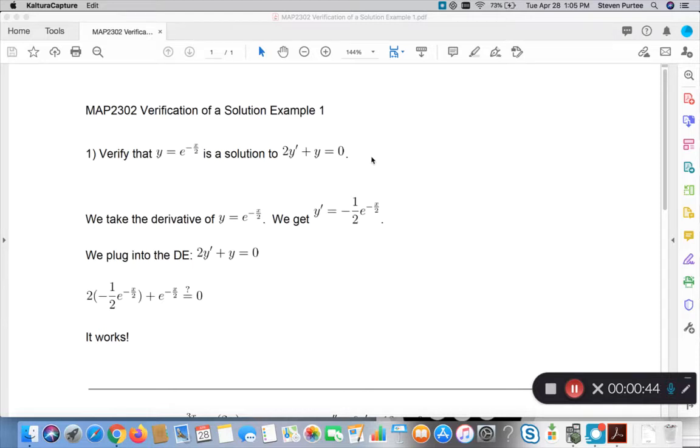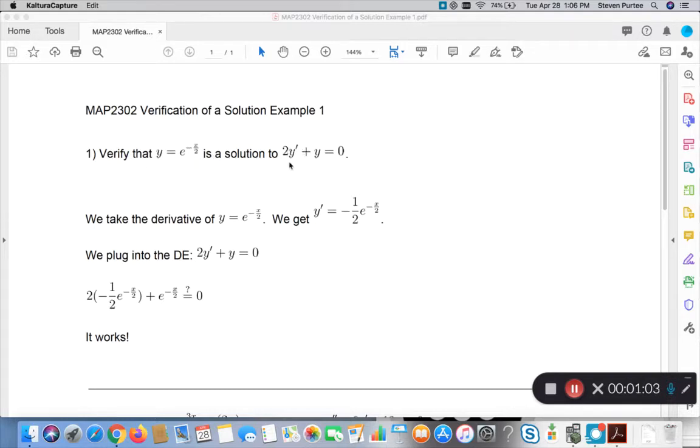We're not told an interval. Remember, solutions exist on intervals. Here, this function is continuous for all real numbers, so this solution will actually work for the entire real number line. Okay, so we want to verify this is a solution.